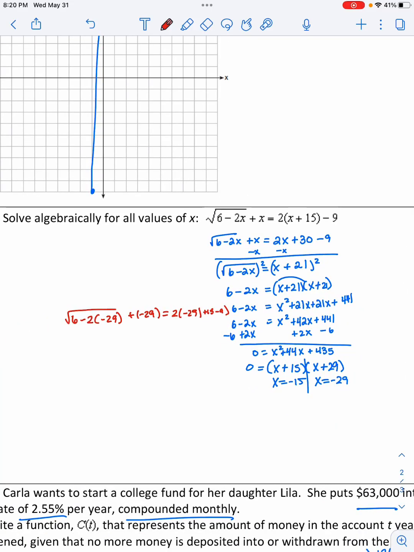And when I do that, I end up getting -21 is equal to -37. So since they're not equal to each other, we cancel this out.